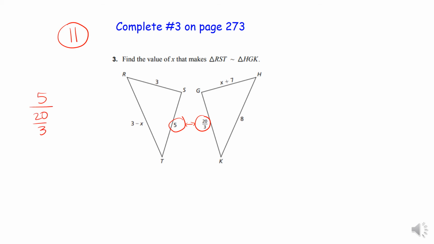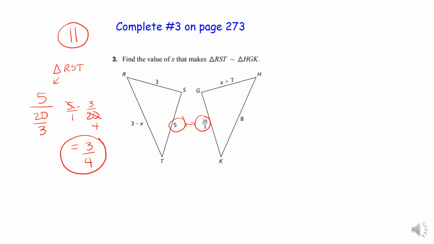Now remember, I have put triangle RST on top. So whenever I'm calculating, I have to remember to use the side from RST on the top of my ratio. So this becomes 5 over 1 times 3 over 20. I'm going to cross cancel, and my ratio is 3/4. So that's the ratio I'm looking for.